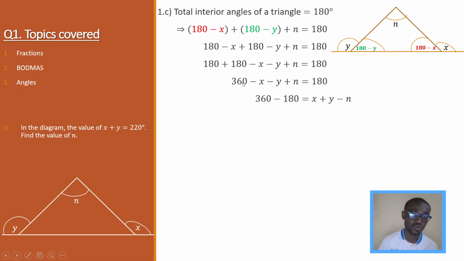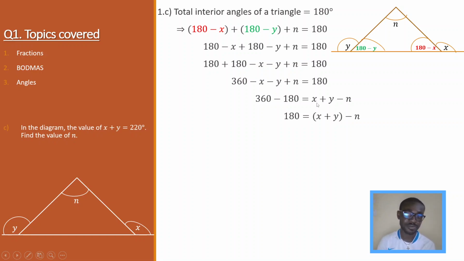I could have chosen to bring the 360 here, so that it would have been 180 minus 360. But I decided that I want to bring the variables to the right hand side, and then I'll take the numbers or the constants to the left hand side of the bridge. So let's simplify further. 360 minus 180 will give us what? 180. It's as simple as that. You know how to do your addition and subtraction. So 360 minus 180 is 180.